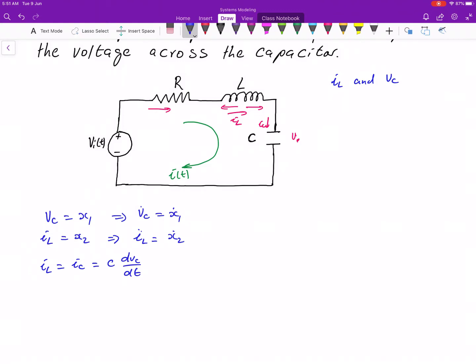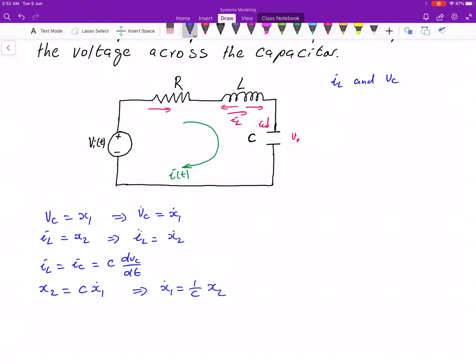So we can rewrite this equation. We say IL is X2, so X2 is equal to C times dVc/dt, which is our X1 dot. This implies that we can find our X1 dot. So X1 dot is equal to 1 over C times X2. So the first state equation is done.